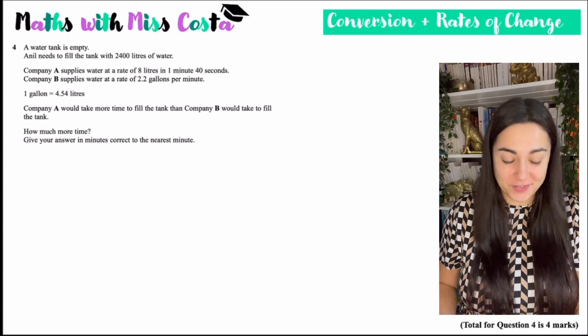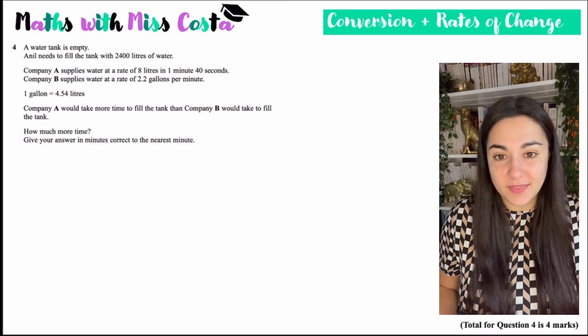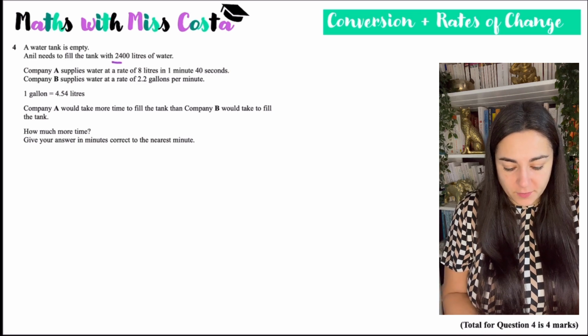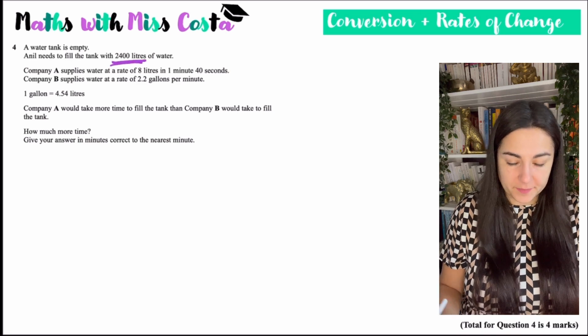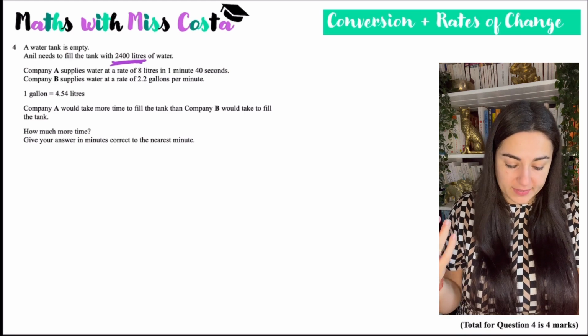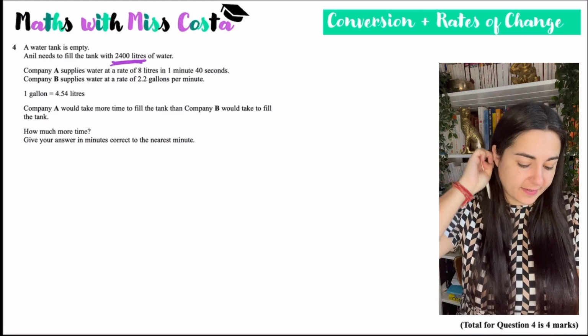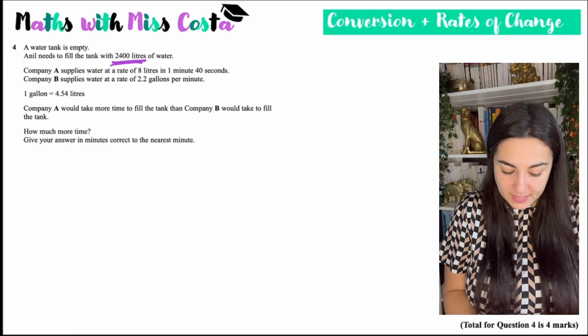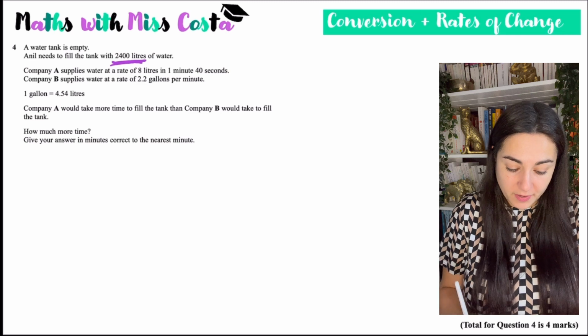Okay, so a rate of change question. We are told that a water tank is empty and Anil needs to fill the tank with 2,400 litres of water. There are two companies being compared and they both supply the water at a different rate. We know that company A would take more time to fill the tank than company B, and we need to work out how much more time.